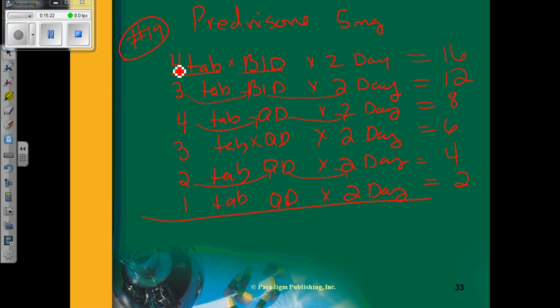You multiply the number of tablets by how many times they're taken a day, and then by the number of days. So you figure out each row first, and then you go over here and add those up. So 16 plus 12 plus 8 plus 6 plus 4 plus 2 would equal 48 tablets. So they need a quantity of 48 to fill that. If you wanted to figure the day supply, it'd be 2, 4, 6, 8, 10, 12, a 12-day supply.